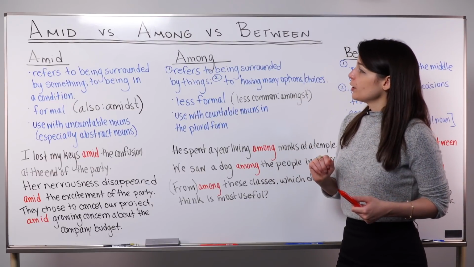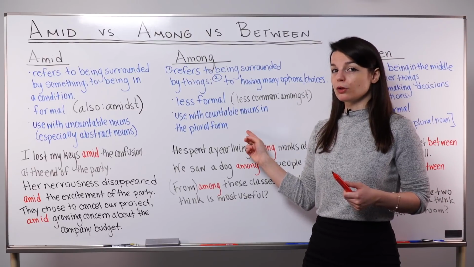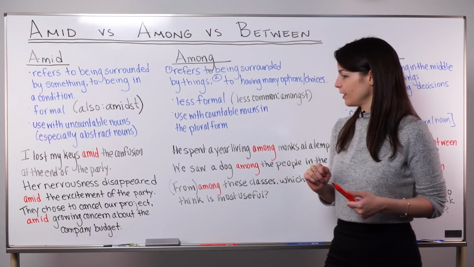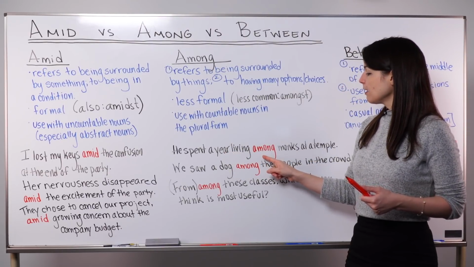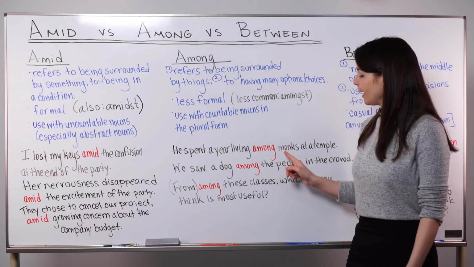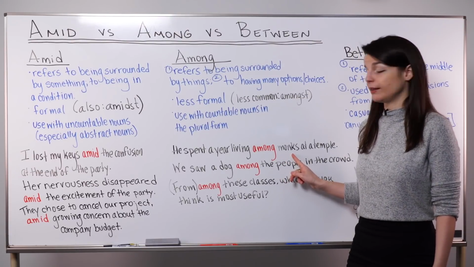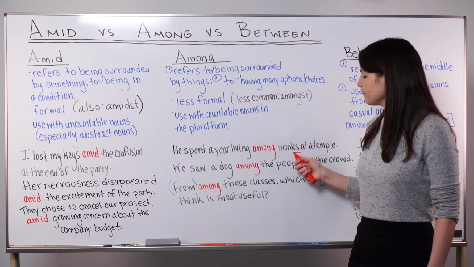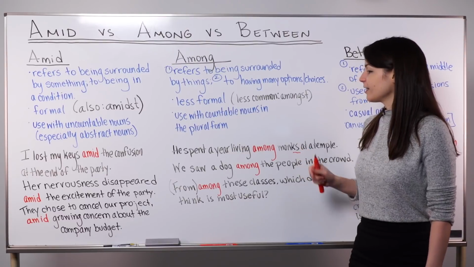Okay, when we're using the word among then, we use it with countable nouns in the plural form. This is how you'll see it used. So let's take a look at some examples of this. First, he spent a year living among monks at a temple. So here I have among. My noun is monks, monks. So these are people who live at temples in this case. And we see here with the S, I'm using the plural form. So monk is a countable noun, and the plural form takes an S here.